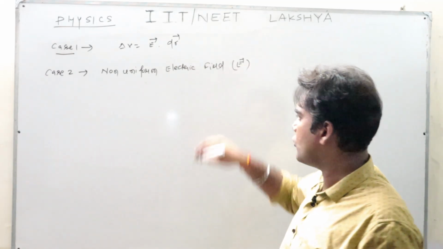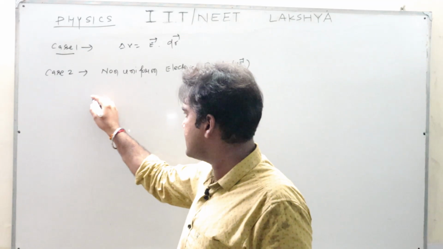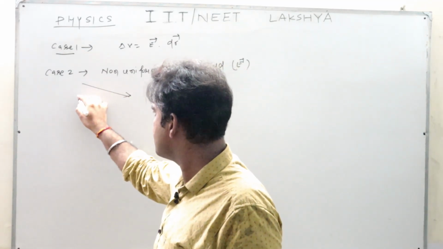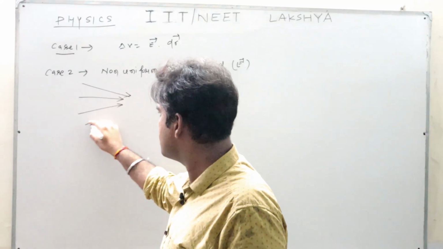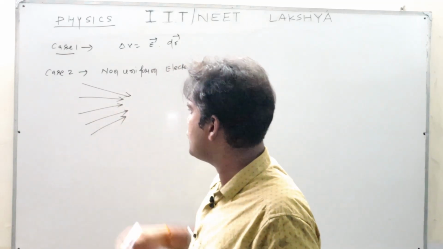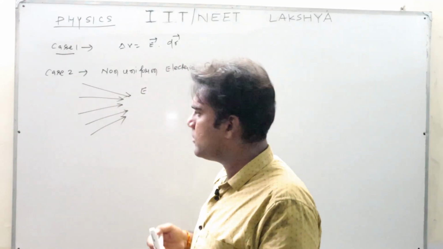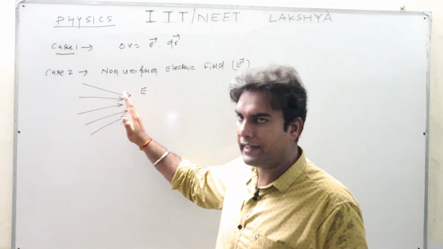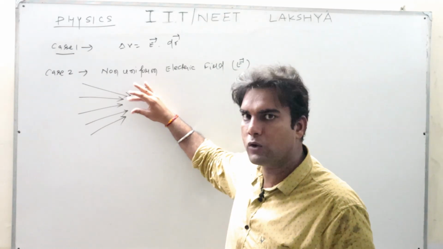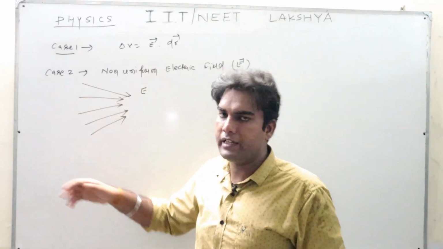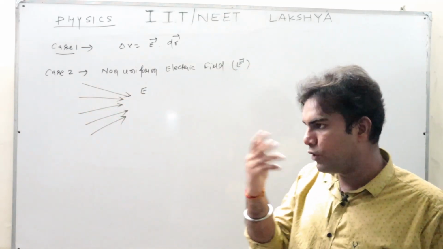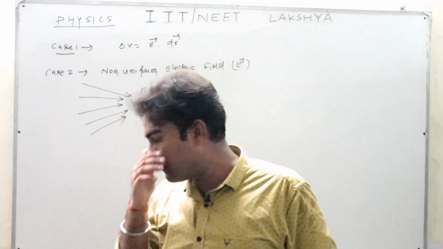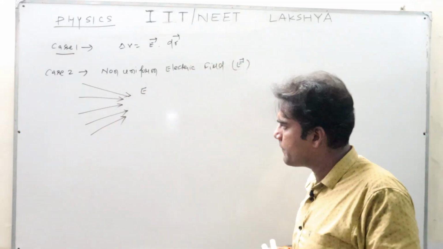Electric field is non-uniform. So let us say something like this. Electric field is like this. This is your electric field. So you know the electric field in this particular area will be more, the intensity will be more, because here the lines are more crowded, and in this area the electric field intensity will be less. But in a uniform electric field, the intensity at every point is the same. So that is the meaning here.